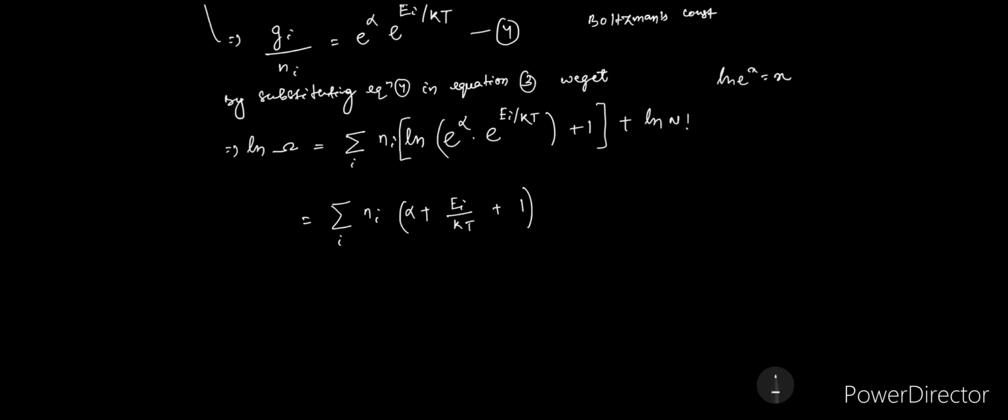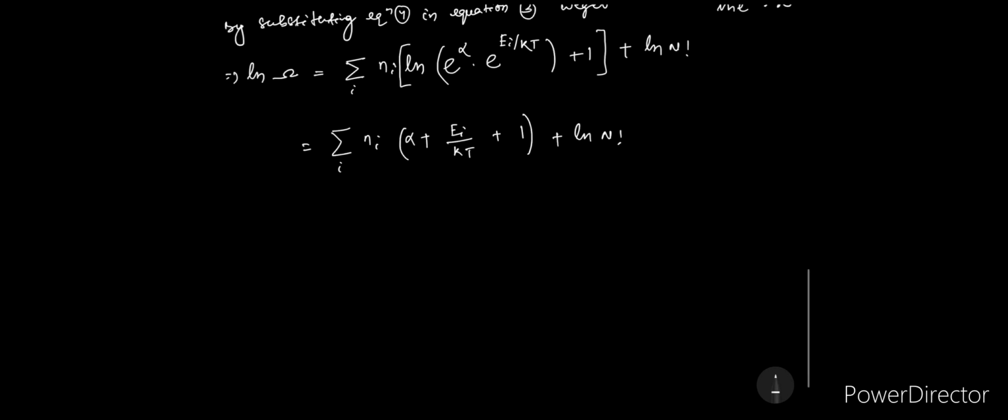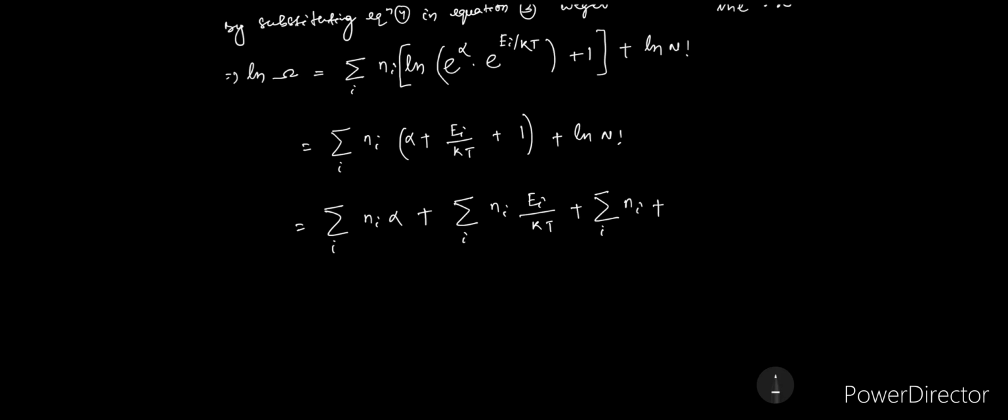Okay. And then plus ln n factorial. Further simplifying this, summation over i of n_i alpha plus summation over i of n_i e_i by kT plus summation over i of n_i plus ln n factorial.